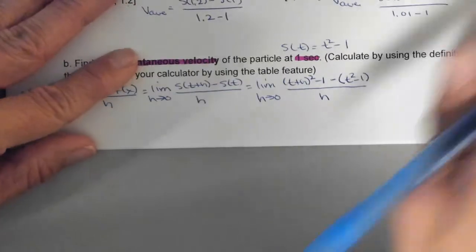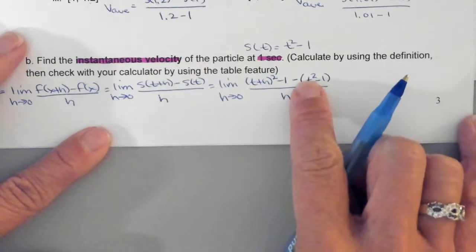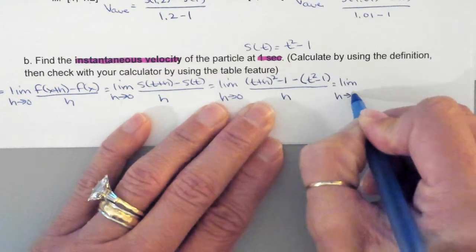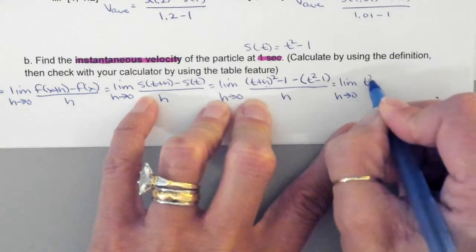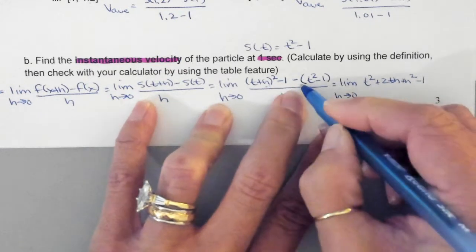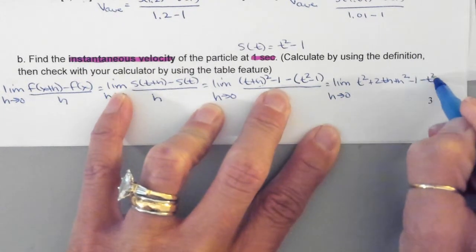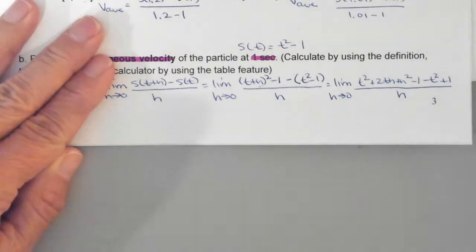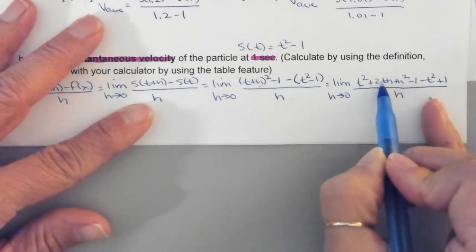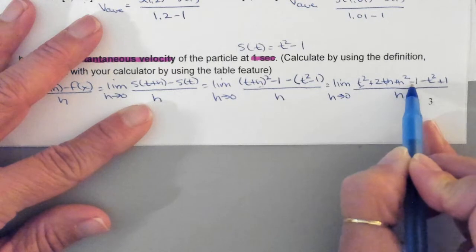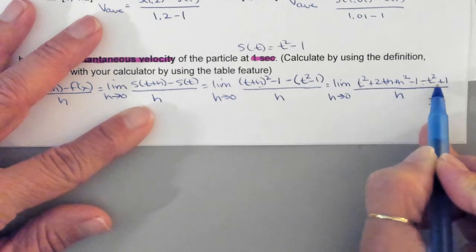So I do have a little bit of algebra to do. I need to FOIL this and distribute. This right here FOILed is t squared plus 2th plus h squared minus 1, distributing, minus t squared plus 1, and this is all over h. This comes with experience and multiple times foiling. All right, so it's t squared plus 2th plus h squared minus 1 minus t squared plus 1.